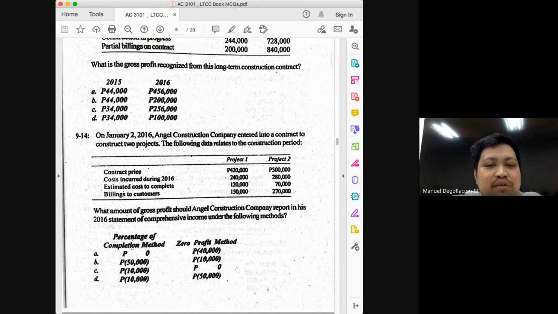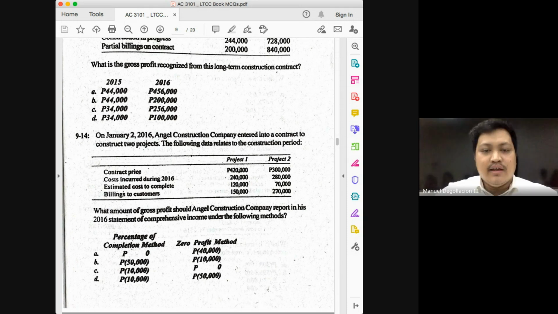So the answer will either be C or D. Okay? Next, assuming zero profit, class. How much profit will be reported for project 1? Zero profit method. Zero because again, you record profit only when it is completed. Project 2.